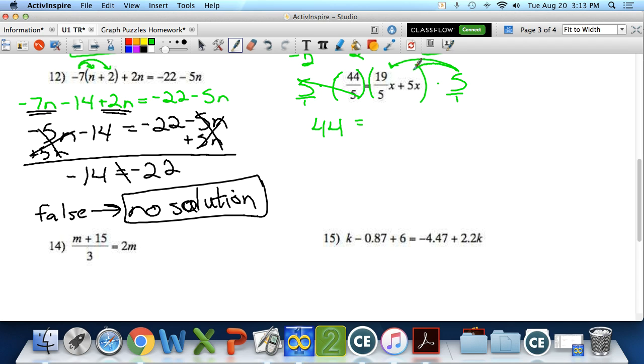However, here we have to do it to both sides, not just one individual piece. The 5 up top cancels with the 5 down here, making a 19x. The 5 up top, 5 times 5 is 25x. Now we can combine like terms. On the right-hand side, we get 44x divided by 44 on both sides.